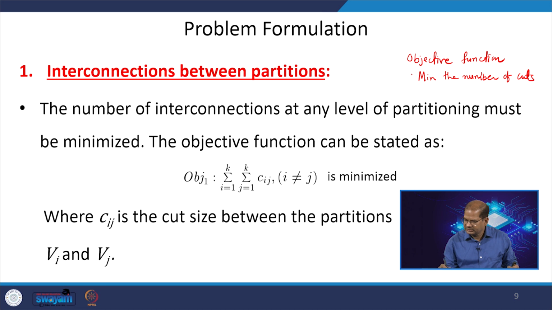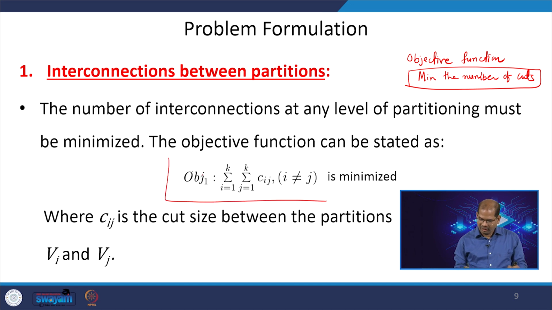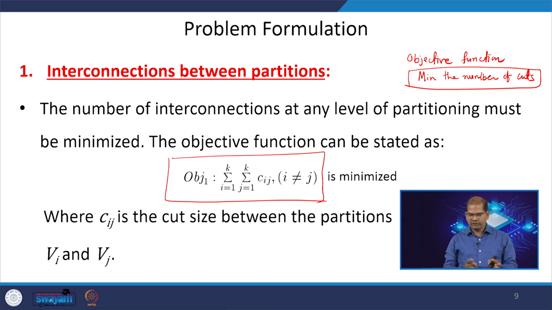Okay. So, this is my objective. How can I mathematically express that? Using this formula. How? Whenever I have two partitions, one line is going from one partition to the other partition. So, this first summation is talking about one partition, and the second summation is talking about the other partition.